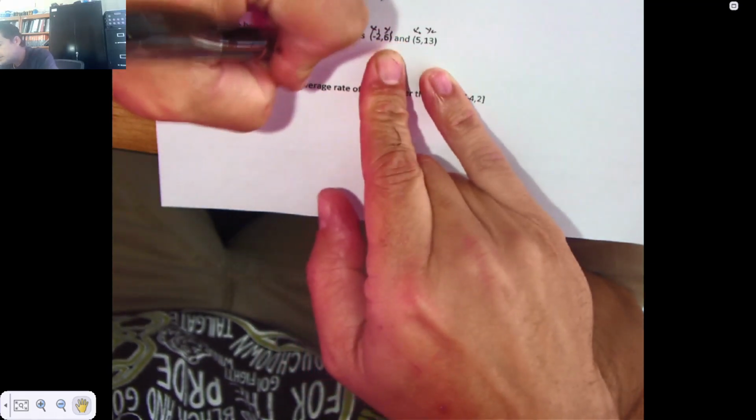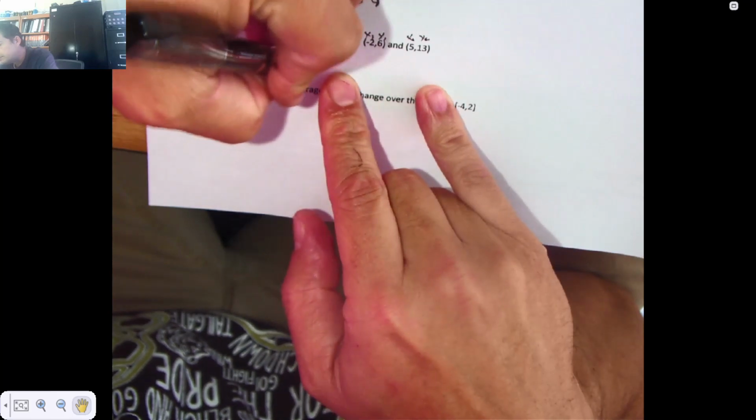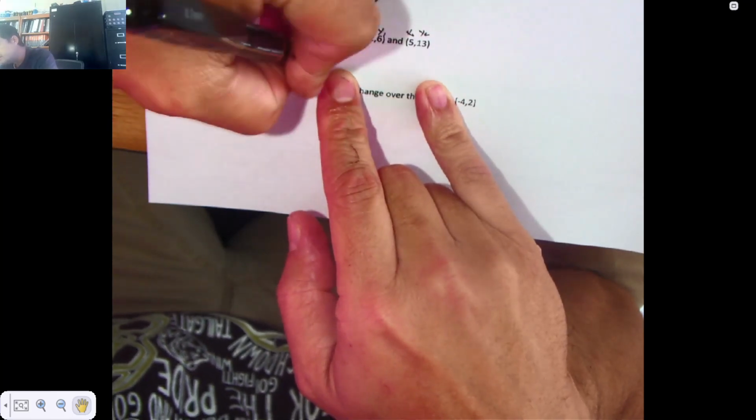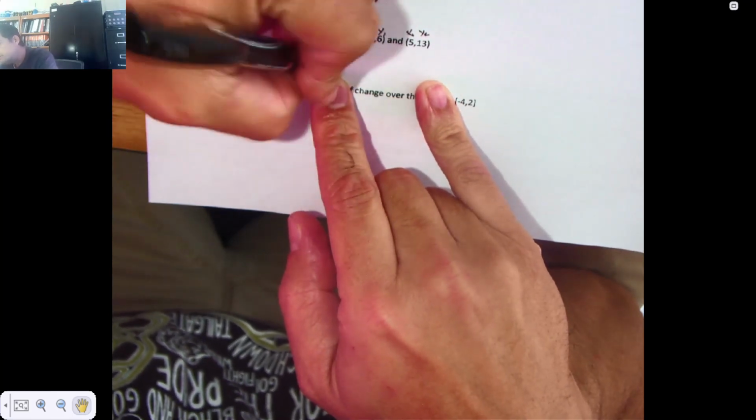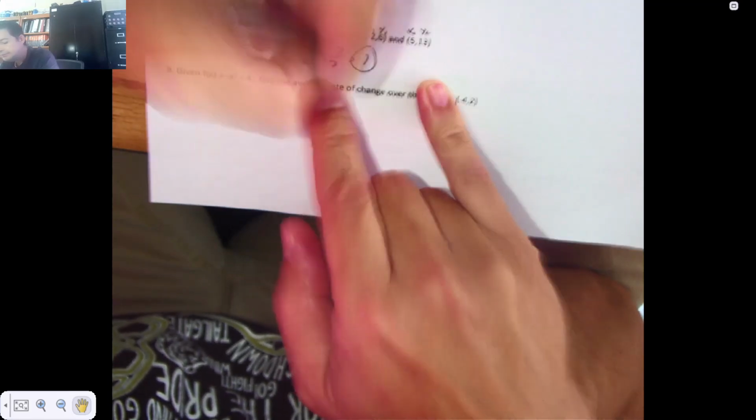Top should be 13 minus 6. Bottom should be 5 minus negative 2. 13 minus 6 ought to be 7. And 5 take away negative 2 is also 7. This ends up being 1.